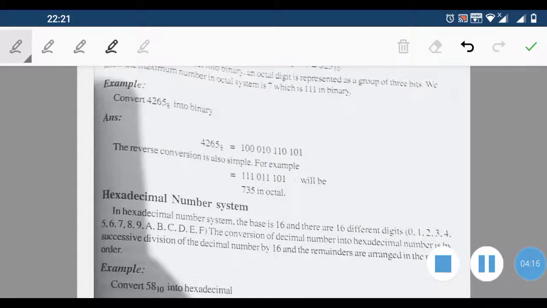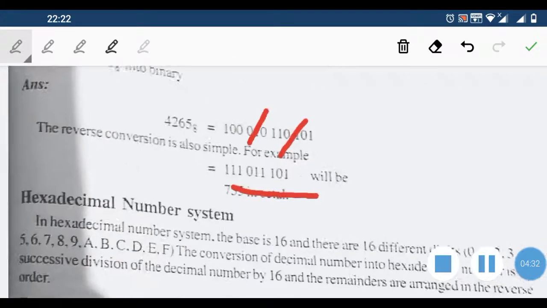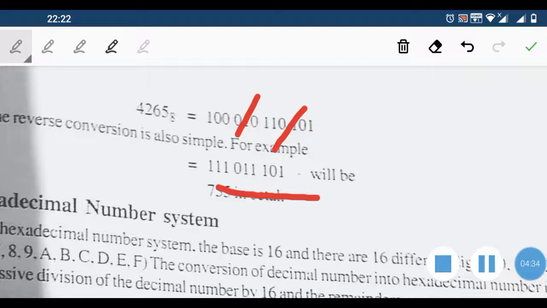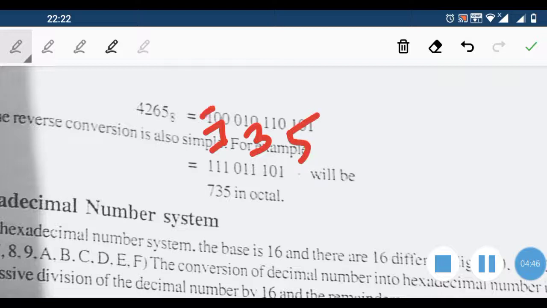Suppose we want to convert the number 111011101 into the corresponding octal number. You can split this number into groups of 3-bit binary. The first group is 111, the second group is 011, and the third group is 101. Corresponding to 111 we have 7, 011 corresponds to 3, and 101 corresponds to 5. So that is the octal representation of this binary directly.